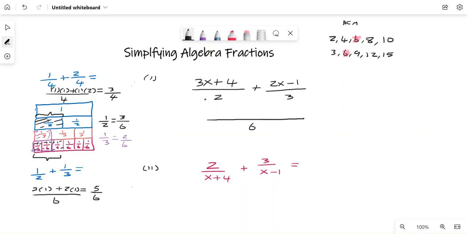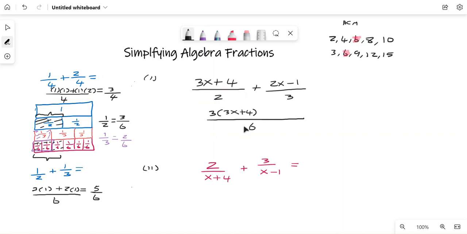So now we do exactly the same as what we've done over here. We want to add these two algebra fractions together. So we take the 2 and we divide it into 6. So 6 divided by 2 goes 3 times, so it's going to be 3. And then we multiply that by the top part of the fraction. So it's going to be 3 multiplied by 3x plus 4. Okay, so that's the first part.